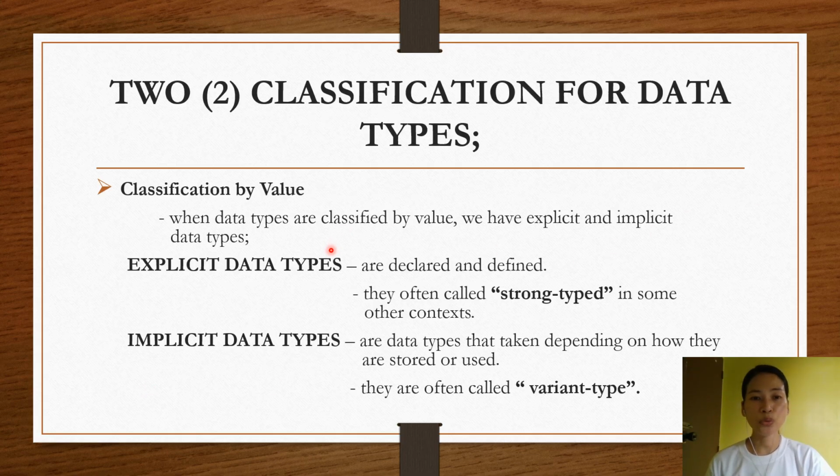So we have to know the difference between the two. Classification by value is when data types are classified as explicit and implicit data types. Explicit data types are declared and defined. They are often called strong type in some other contexts, while implicit data types are data types that are taken depending on how they are stored or used. They are often called variant type.